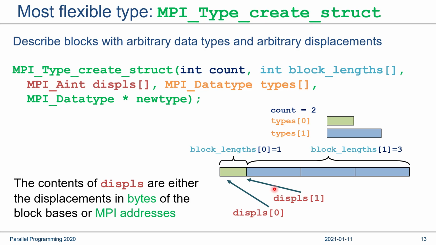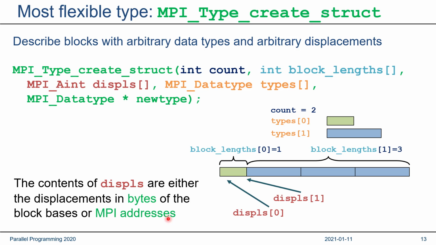Now there's a little bit of a caveat with the displacements array. These displacements can either be displacement in bytes with respect to a given base address that you have to specify in the MPI send call, or they could be absolute MPI addresses. So you have a choice here either to attach the absolute addresses of your block starts to the type, which will make the type less flexible. It will make sure that this type can only be used in this process where each single element of the type has a specific address, and this address is fixed within the type.